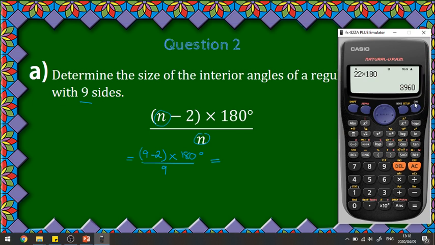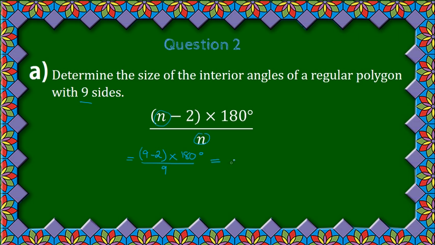So I'm going to say, got my brackets, and then very important, the first one was the fraction. In brackets, I say 9 minus 2. I could just say 7 times 180 over 9. That gives 140. So those angles will each be 140 degrees.